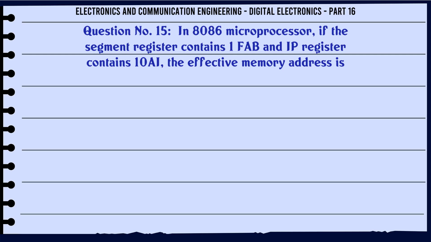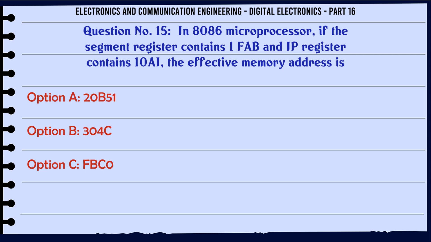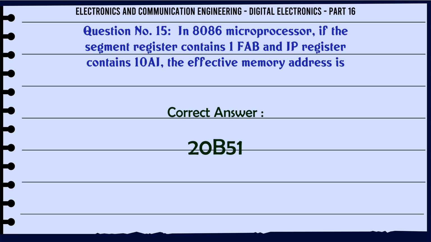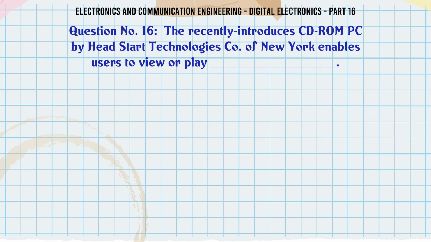In the 8086 microprocessor, if the segment register contains 1FAB and the IP register contains 10 I, the effective memory address is: A. 20B51, B. 304C, C. FBC0, D. FDB5. The correct answer is 20B51.